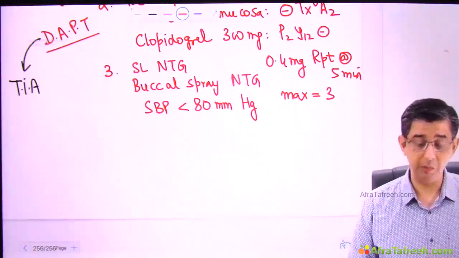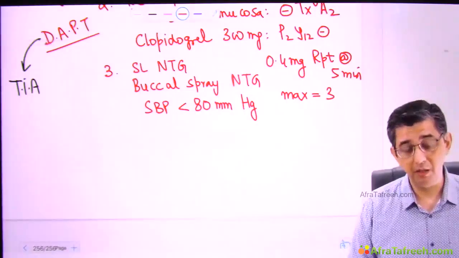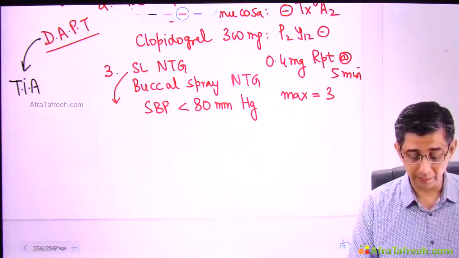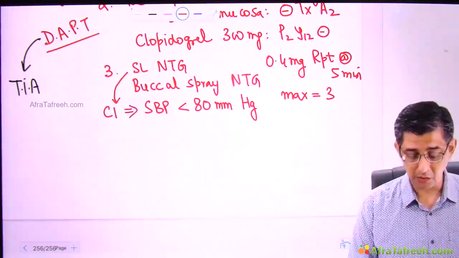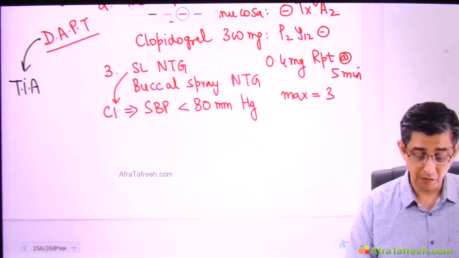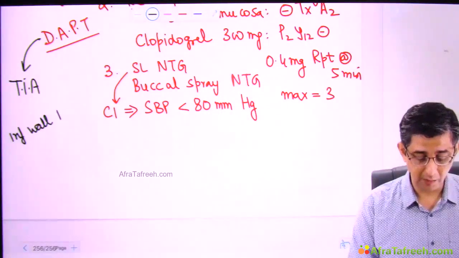On the other hand, if the BP of the person was reduced and you gave nitrates, the BP will crash, and the person can die. Please remember the fact that nitrates are absolutely contraindicated in case the systolic blood pressure on admission is less than 80 millimeters of mercury.